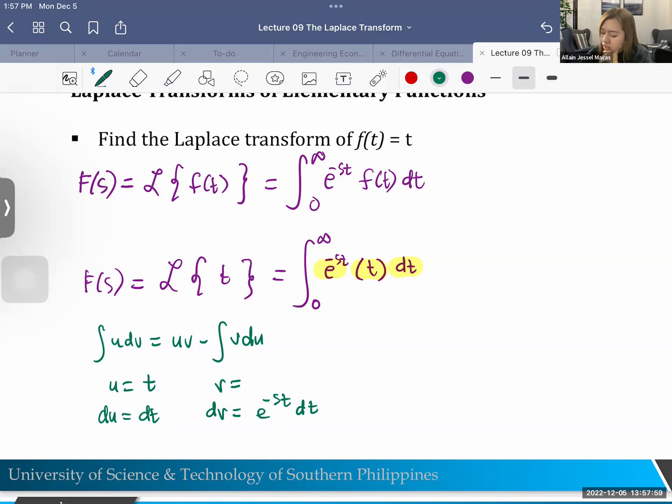Integrate e to the negative st. That is e to the power of negative st, ma'am. Ang v, ma'am.